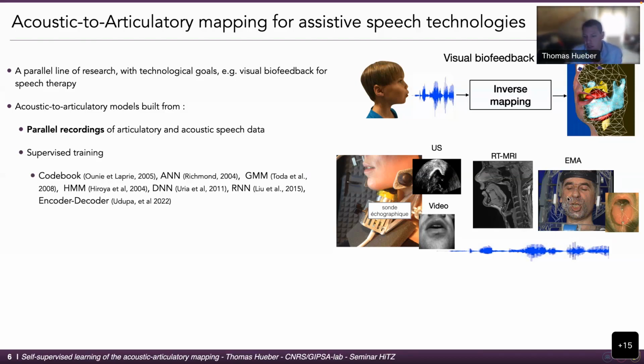So when we have recorded in parallel, for one or several speakers, and more importantly for a lot of sentences, articulatory movement on one hand and the speech signals on the other hand, we can take off the shelf the regression techniques that we like. In the machine learning world, we have plenty of techniques. People have tried to model this inverse mapping using, for instance, a codebook approach, some kind of template-based approach, and then, of course, artificial neural networks, with the pioneer work of Richmond, 2004. And then Gaussian mixture models, hidden Markov models, and then DNN came into the game. Recurrent neural networks became popular again.